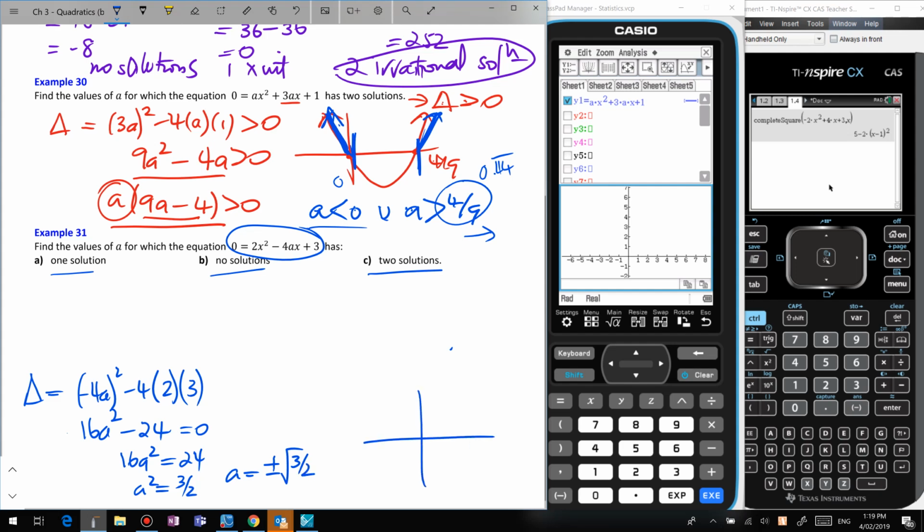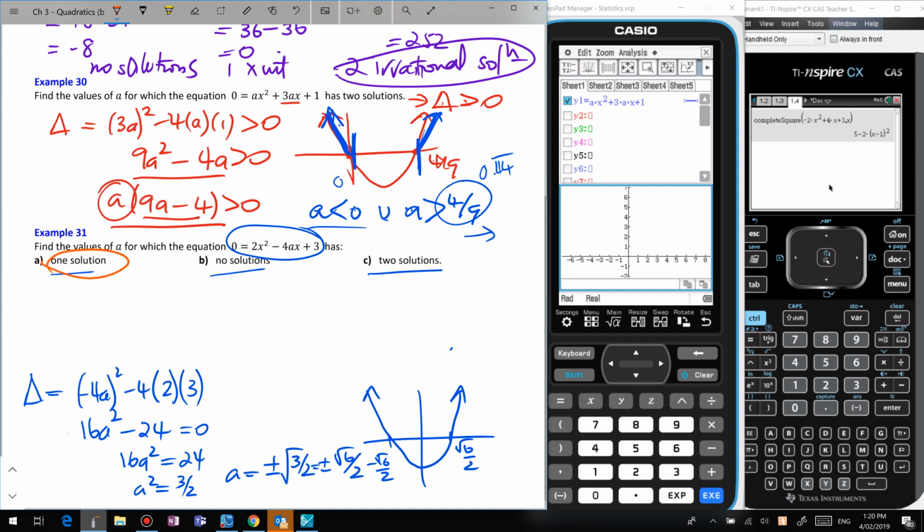We can rationalize that. Root 3 on 2 times root 2 on root 2, so I get root 6 on 2. So they're my x-intercepts, plus or minus root 6 on 2. So here, there's root 6 on 2. There's minus root 6 on 2. If I sketch it, it looks like that.